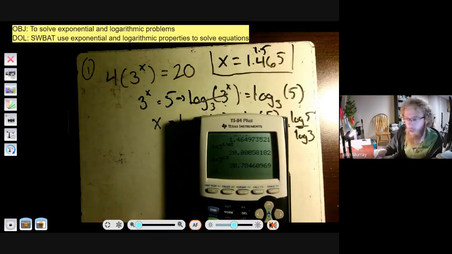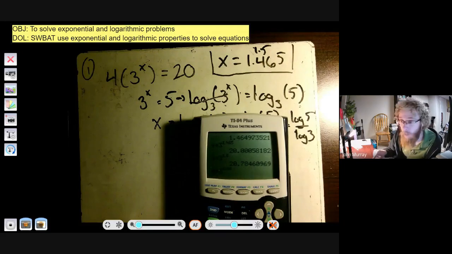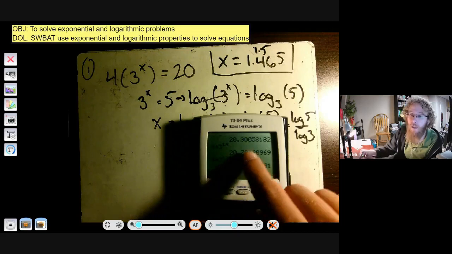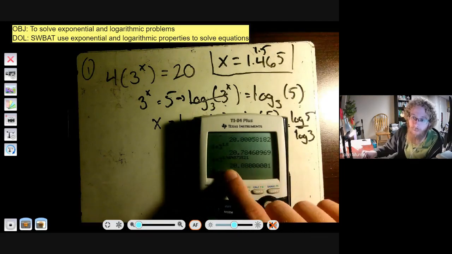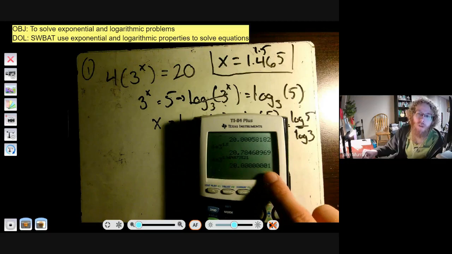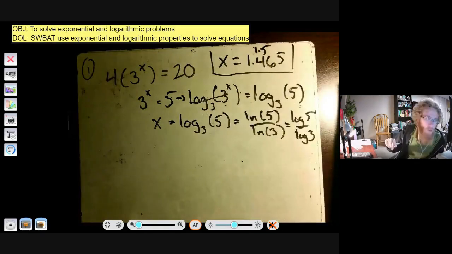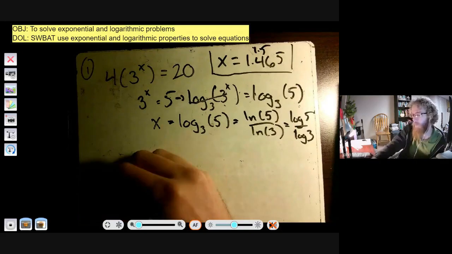Real quick, I'll show you, I'm going to plug in everything that I see. So 4 times 3 raised to the 1.464973521. That's super accurate. It's not exact because I don't have all the decimal points up there, but that's pretty close. Arguably that's the same answer. That's the same as 20. So that was number 1.